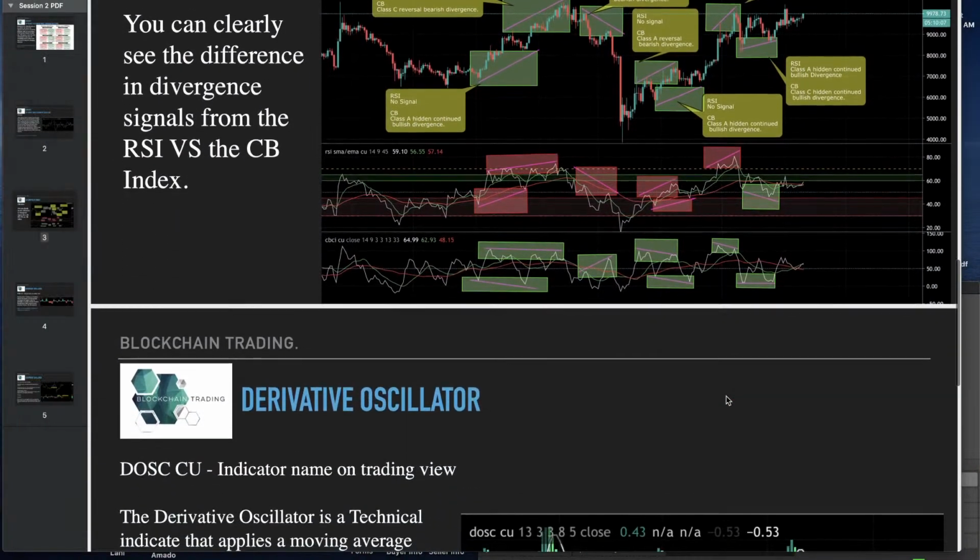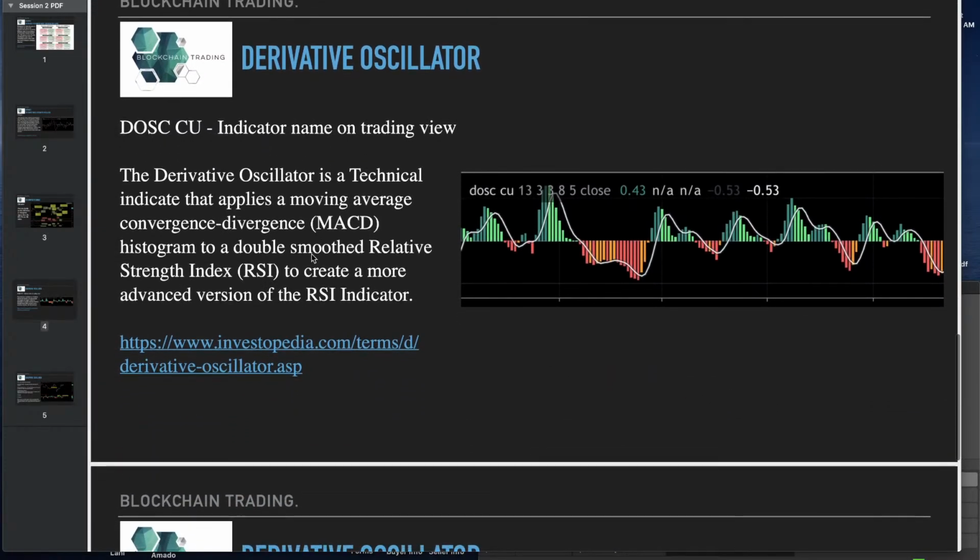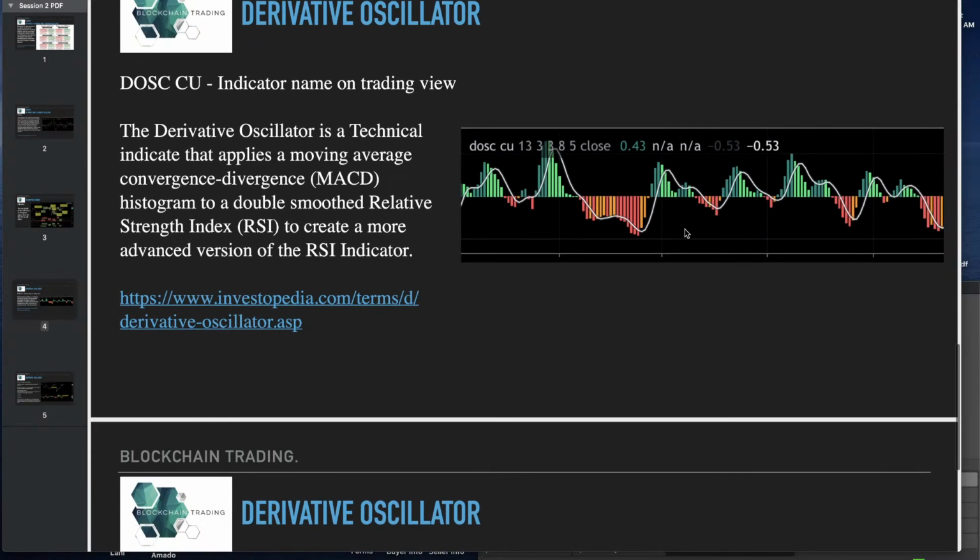All right. So the derivative oscillator, the name on TradingView is DOSC CU. If you search that on TradingView, it should pop right up. The derivative oscillator is a technical indicator that applies moving average convergence and divergence, similar to the MACD, with the histogram, to a double smoothed relative strength index, the RSI, and it also creates a more advanced version of the RSI indicator. So there are some people that actually just use the derivative oscillator and don't even use the RSI.